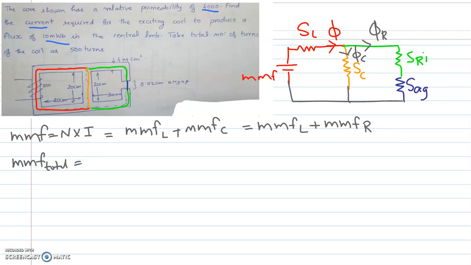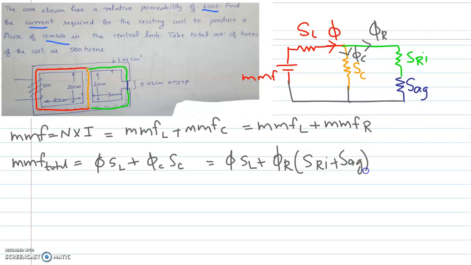Both are the same. So MMF total is equal to phi into SL, reluctance of the left limb, plus phi C into SC, or it can be phi R into SRI plus SAG, which is equivalent to phi into SL plus phi R into (SRI plus SAG). Anyway, we need to find out the particular current I. That means you need to find out phi SL. That means phi you need to find out.